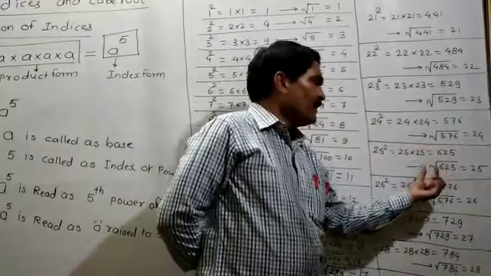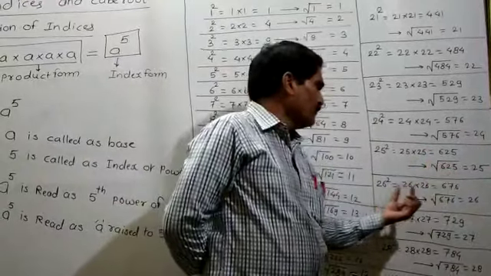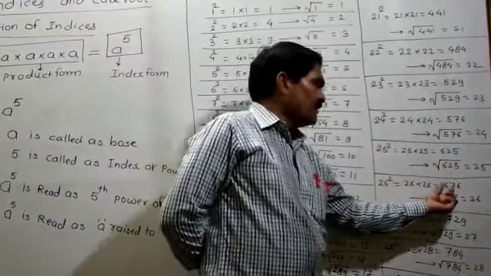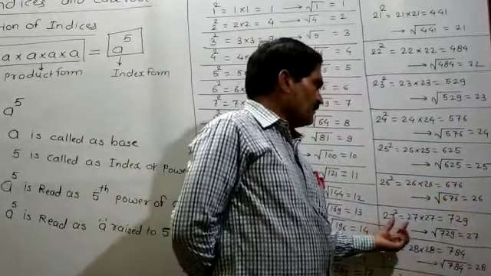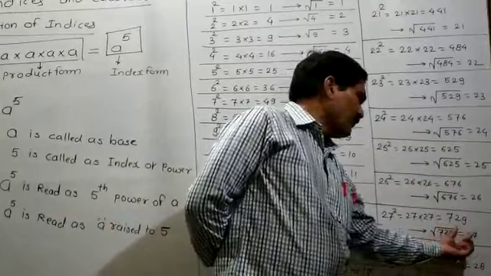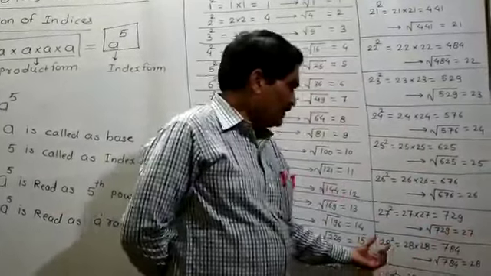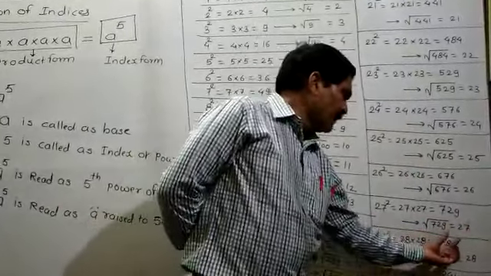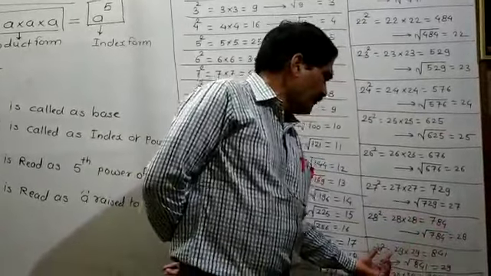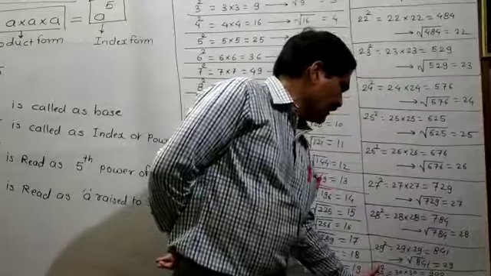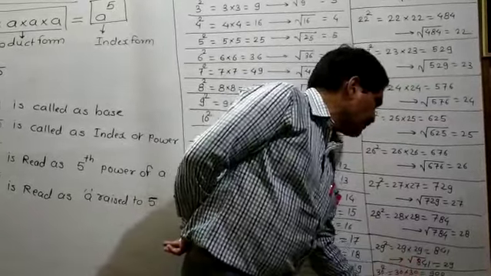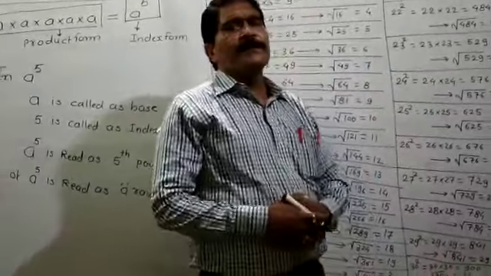25 square 625, square root of 625 is equal to 25. 26 square 676, square root of 676 is equal to 26. 27 square 729, square root of 729 is equal to 27. 28 square 784, square root of 784 is equal to 28. 29 square 841, square root of 841 is equal to 29. 30 square 900, square root of 900 is equal to 30.